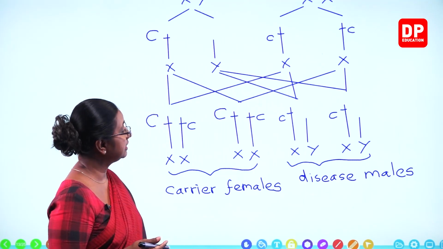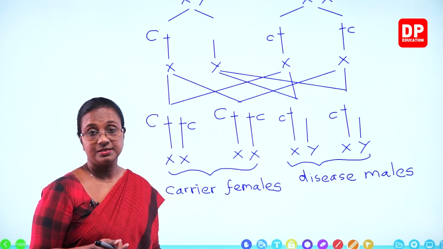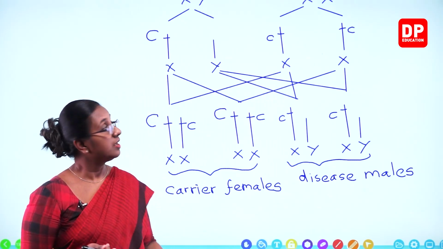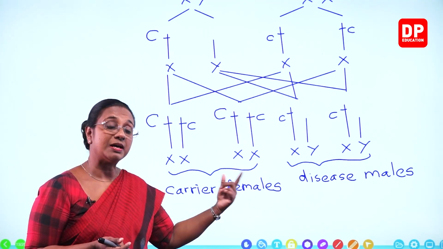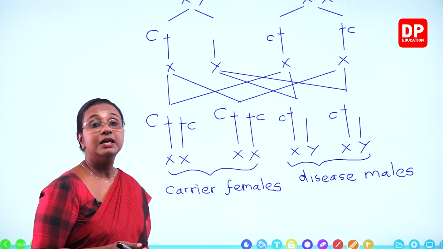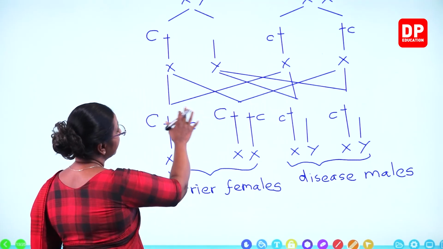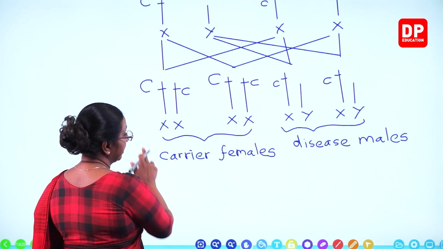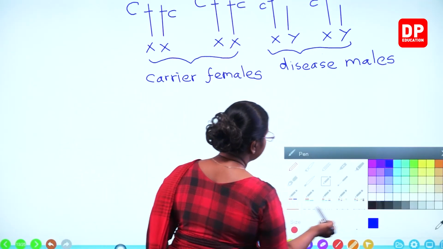Because the mother has the disease, both the male children have the disease. And the females become the carrier. Why? The father is healthy. Because father is healthy, mother has the disease, the genes combine and you get the carrier females. You can, like I said, write with the lines and show the chromosomes and all that, or else we can write like this.